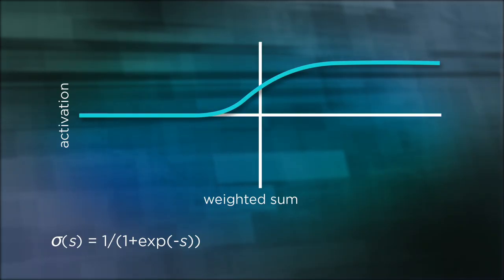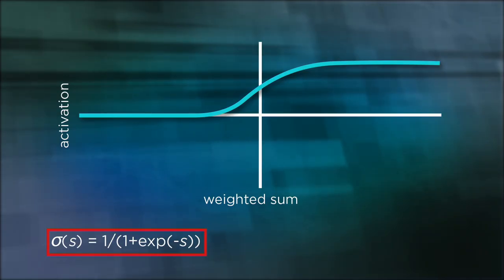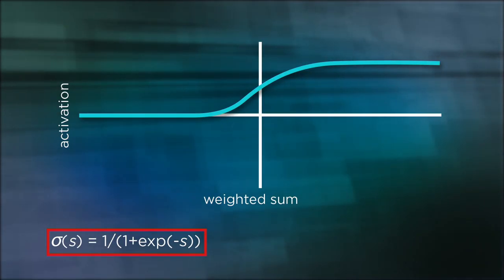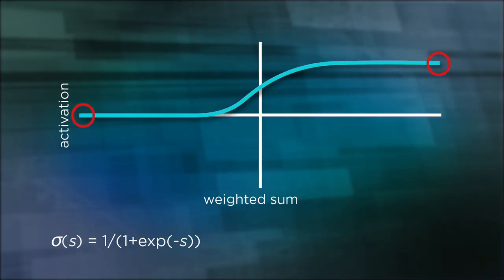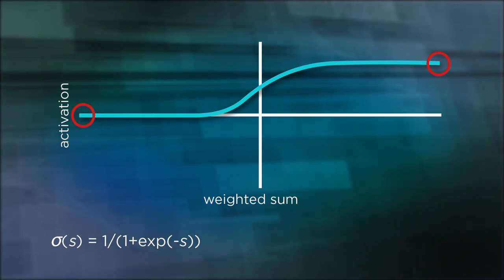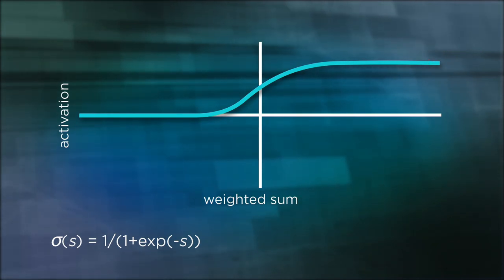The sigmoid activation function provides a very simple kind of nonlinearity. Here, the sigmoid of the weighted sum s has the form 1 over 1 plus e to the negative s. The function moves smoothly from near zero activation to activation near 1 as the weighted sum goes from very negative to very positive. The sigmoid activation function is powerful enough that using it in a sufficiently big neural network makes it possible to approximate any function, which is a neat trick.